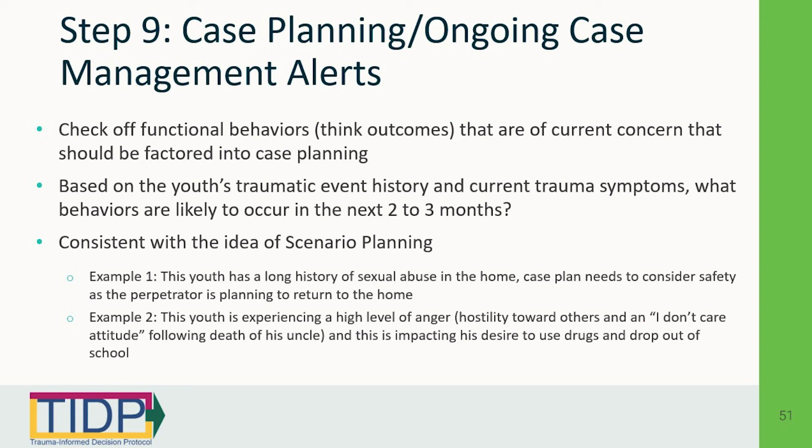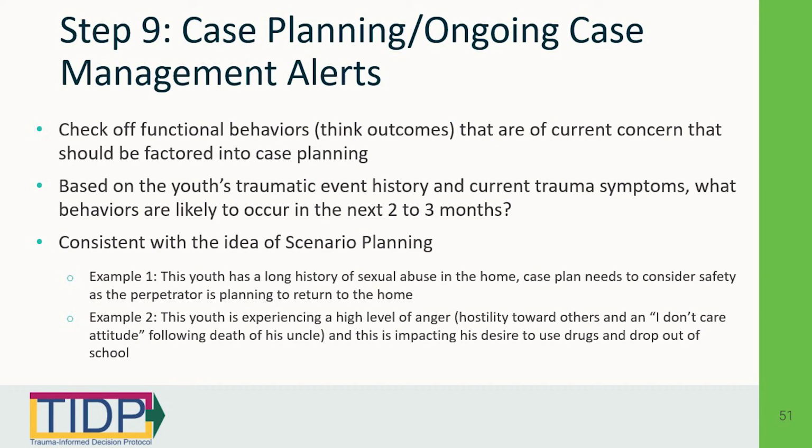So here might be just a couple of examples of this. Example number 1, a youth with a long history of sexual abuse that is in the home. The case plan needs to consider safety, as the perpetrator of that sexual abuse is planning to return home in the next 2 to 3 months. So you might have some concerns about ongoing sexual victimization that you would flag based on that traumatic event history. Example number 2, this youth is experiencing a high level of anger and hostility towards other people. They have this general I don't care attitude following the traumatic loss of a family member.